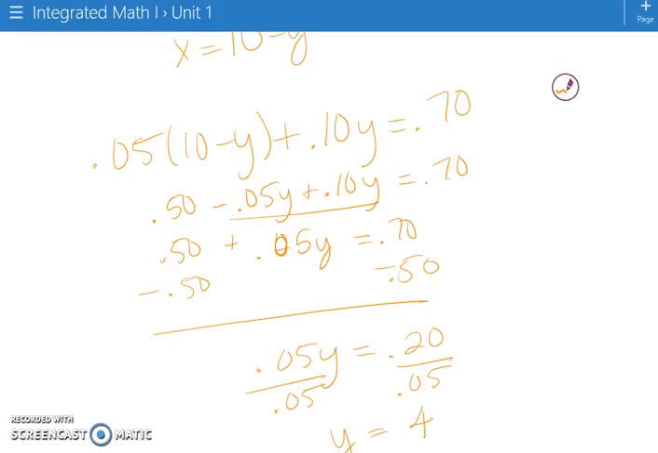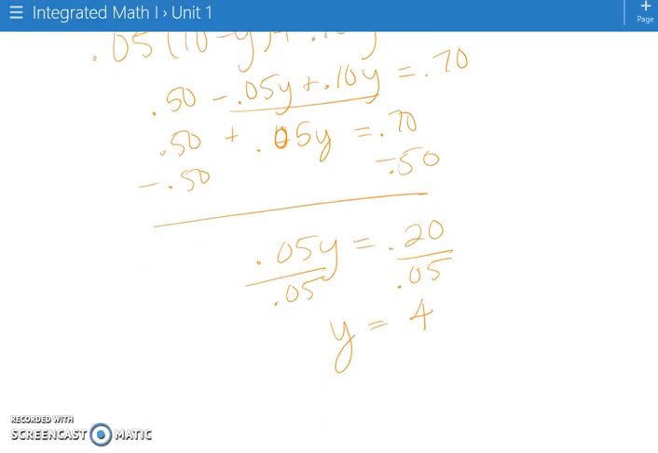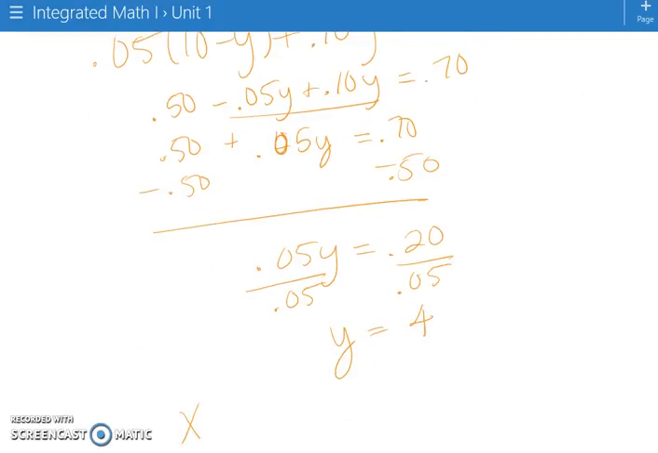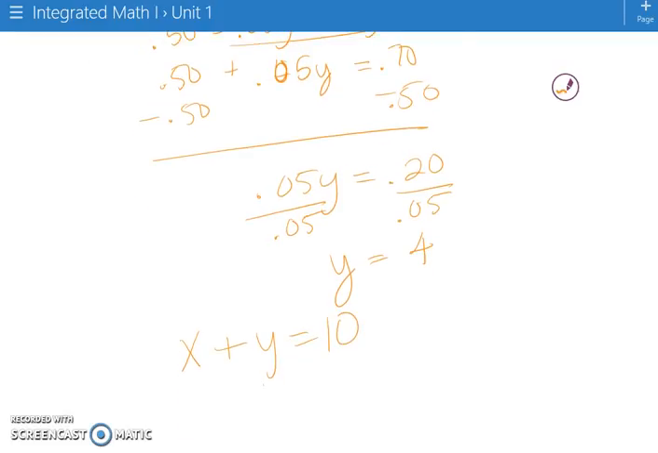So my y is 4, which means that's 4 dimes. So when I plug it back into my equation, I know that x must be 6. So I have 6 nickels and 4 dimes.